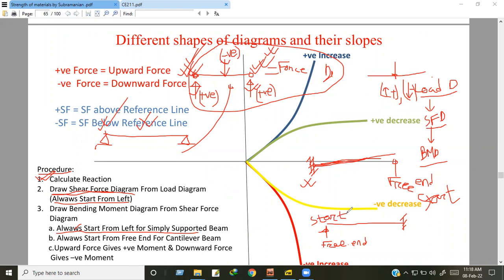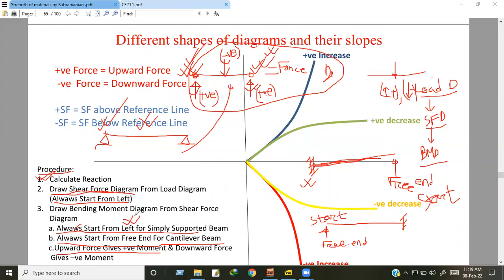Only for a cantilever beam we will start from the free end, but if it is a simply supported beam, then we will start from the left portion of the beam. Upward force gives positive.